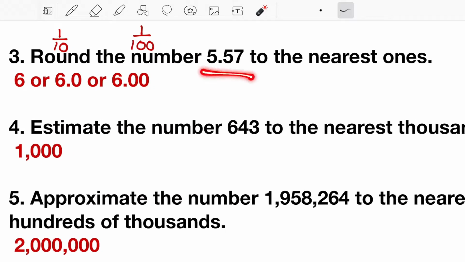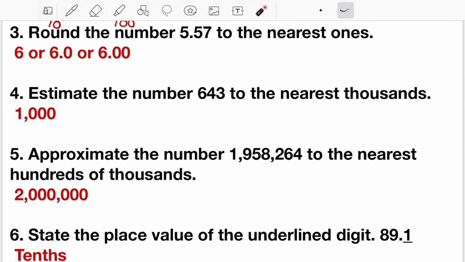Round up this number to the nearest ones. So we know that this here, the first 5, is the ones digit. So we look at the digit on the right of it, seeing that it's 5 or more, we are going to add 1 to this, so that becomes 6, and we replace the numbers on the right with zeros. So you can put it as 6 or 6.0 or 6.00. All of them will be the same or correct.